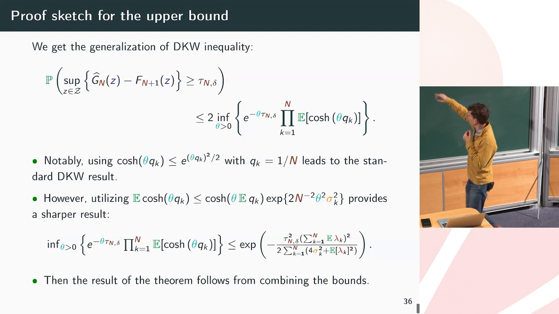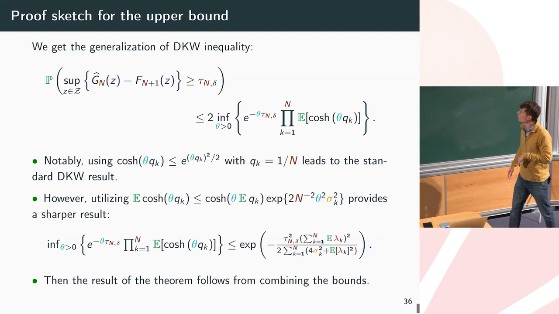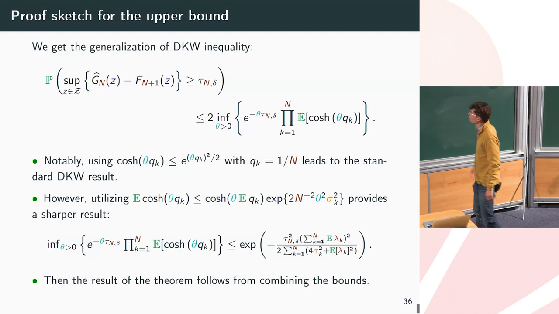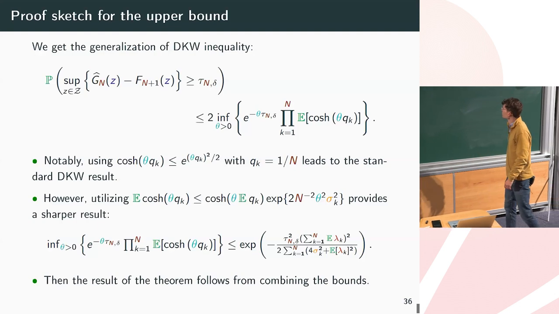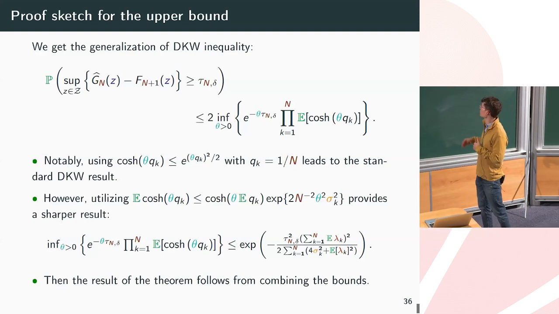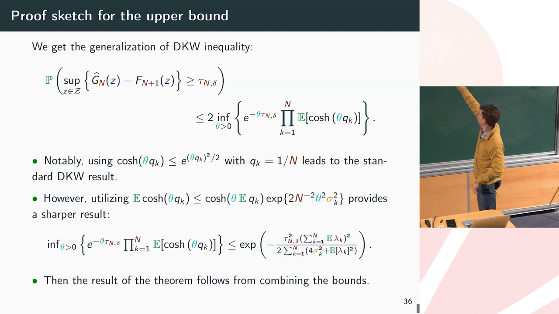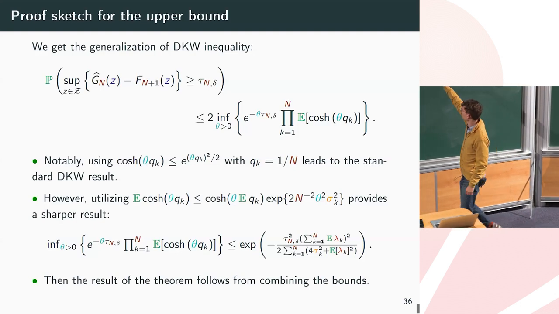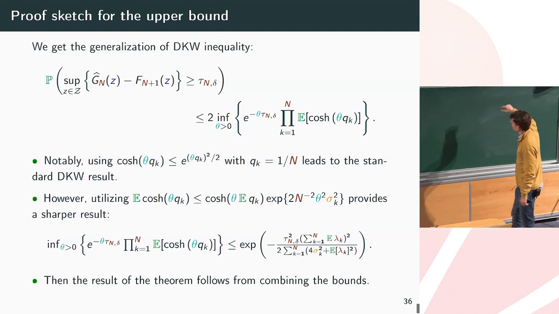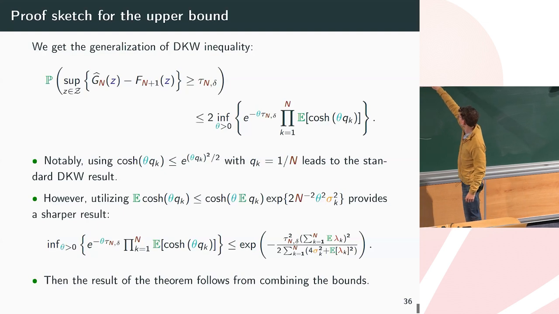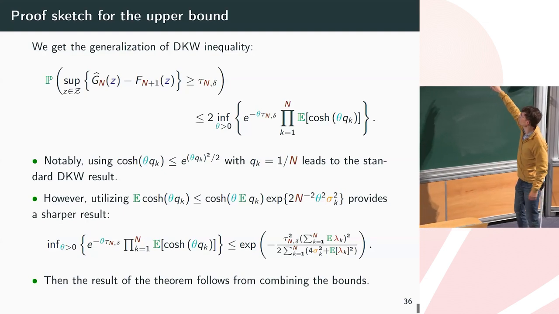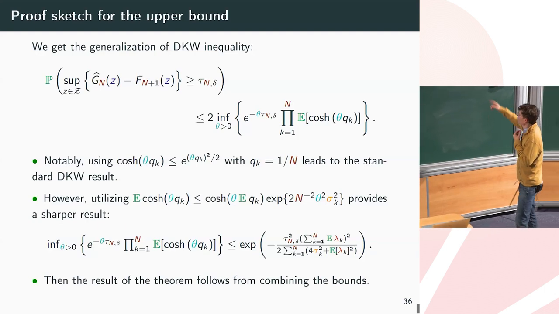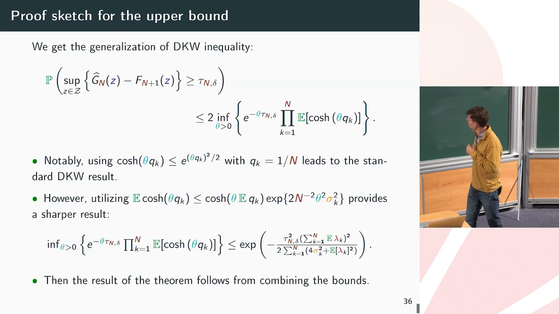If you use cosh of x being below exponential of x squared divided by 2 with some uniform weight, then you obtain the famous DKW theorem. But if you use some sharper inequality, you can show that you can derive better results. We did that, and we obtained this final bound. So we know that we can control this term by this one, and then we just invert it to put it as delta. So we find tau such that this exponential is equal to delta.